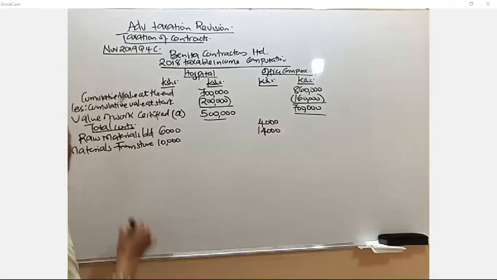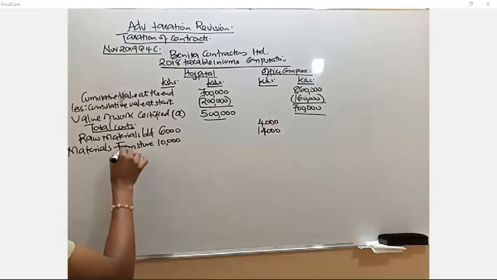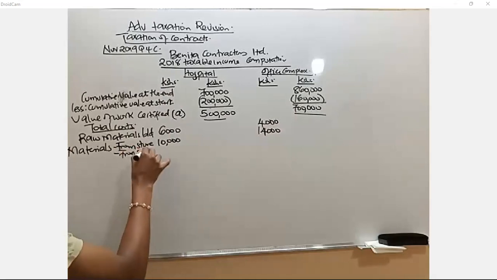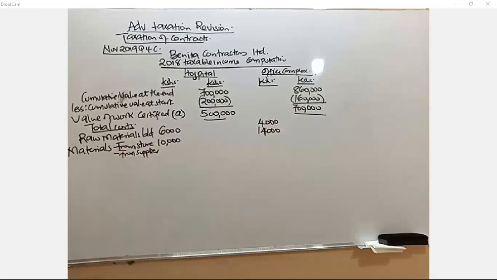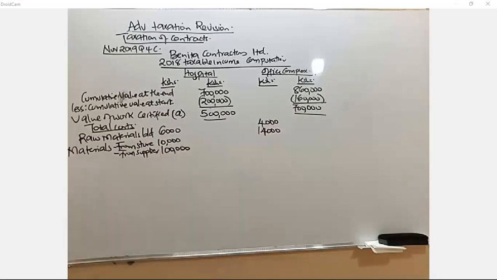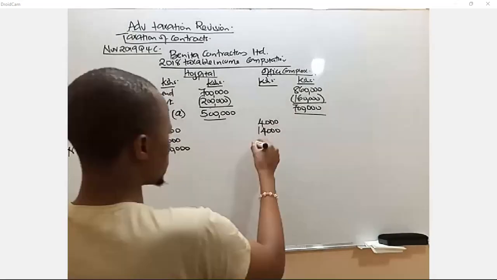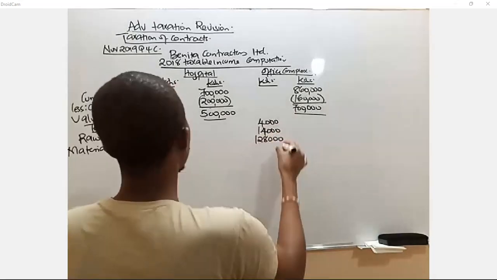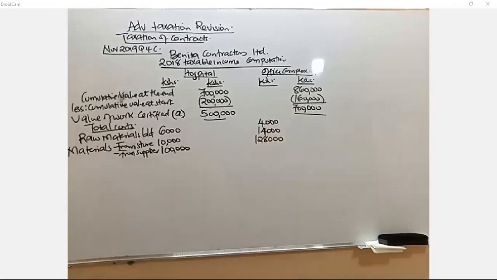Then we have other materials which we are being told from supplier. We are just increasing our number of materials. The supplier was able to give us 100,000 here for the hospital, and then for the office complex is 128,000. Good. Next we have the plant purchased. We just need to be looking at other materials.